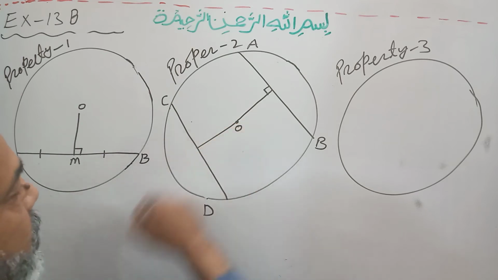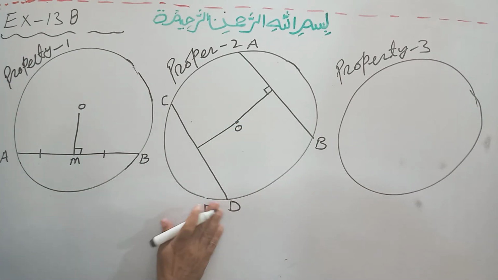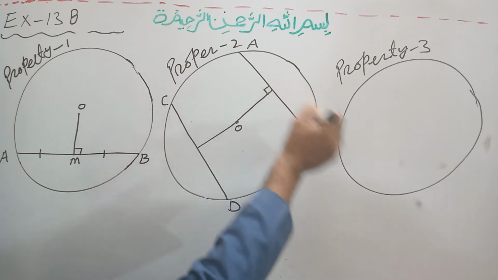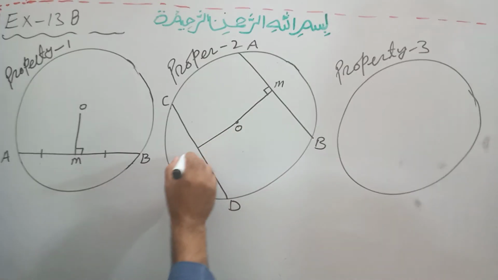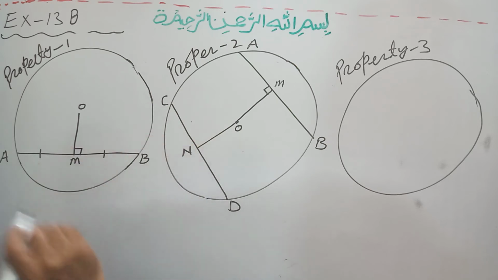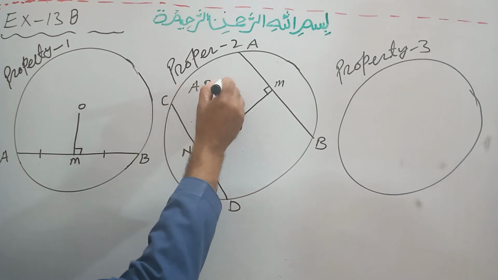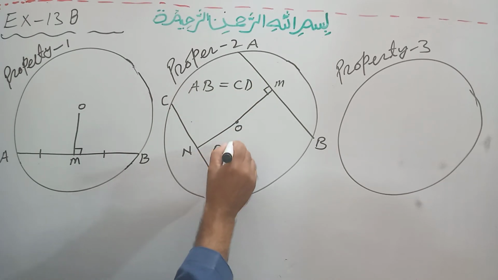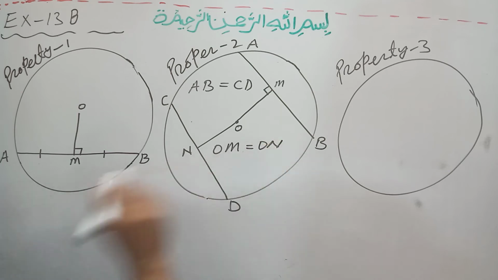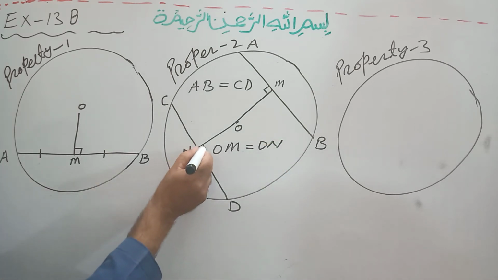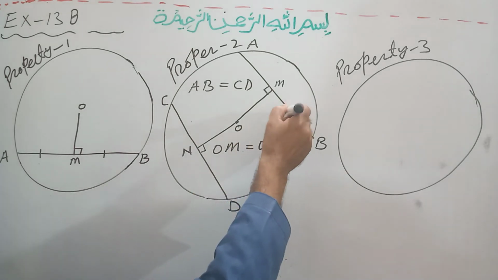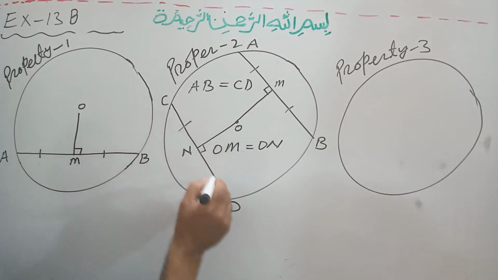O is the center of the circle, and there are chords AB and CD. So the point on AB is M and on CD is N. So OM is equal to ON. Here we can write in the circle, if AB is equal to CD, then OM is equal to ON. The same as the first property applies here: chords that are equal in length are equidistant from the center of the circle.